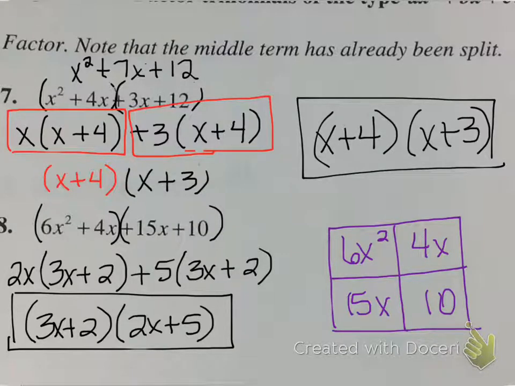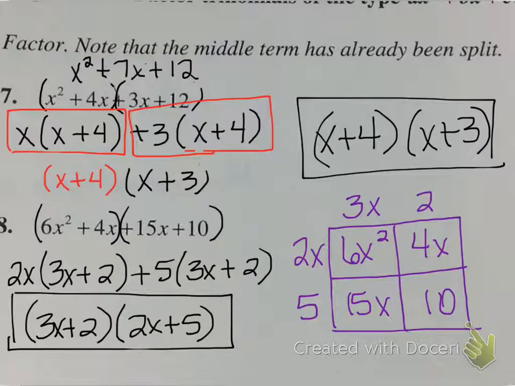So if I look at my first row, 6x squared and 4x, what is the greatest common factor? Well, it's 2x. What is the greatest common factor in my 15x plus 10? Well, a 5. So I've done my 2 rows. Now let's do the 2 columns. 6x squared and 15x, well, the numbers both have a 3 in common, and they both have at least an x. And my 4x and my 10, all they have is a 2.